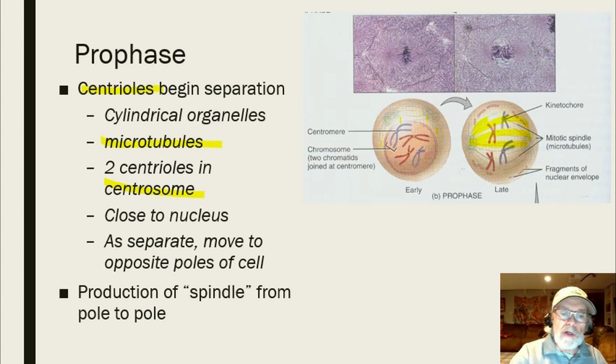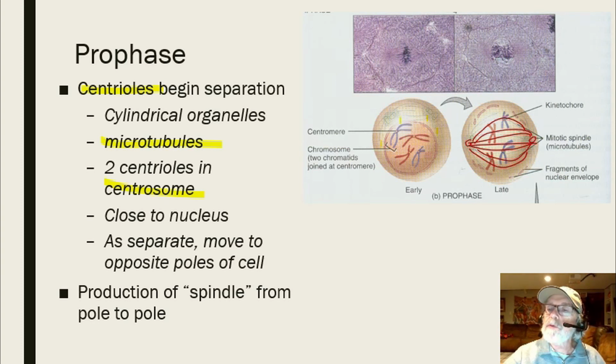Let me draw that in a different way, with a fine pen. They start to form these spindles that go from one area to the other, in a spindle-like shape. Again, those are microtubules, and that's what comes from the centrioles.